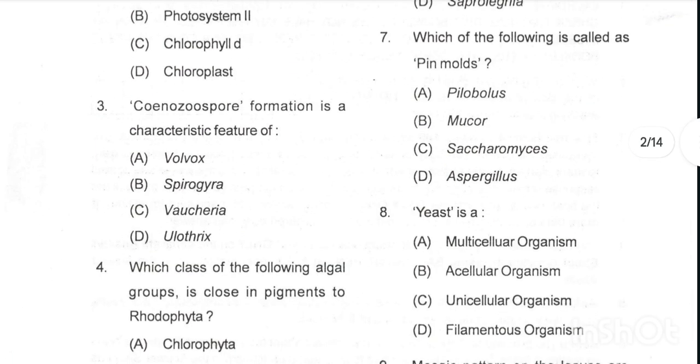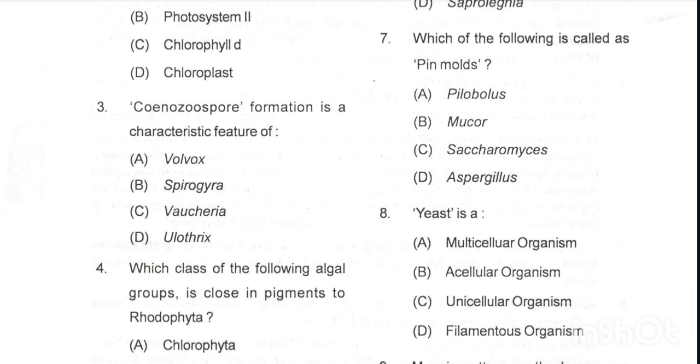Then question number 3, Zoospore formation is a characteristic feature of, here the right answer is Vaucheria, which is your option C. Your Gongrosira stage is also found in your Vaucheria. So here the right answer is Vaucheria. Remember another important thing, in Batrachospermum algae, Chantransia stage is present.